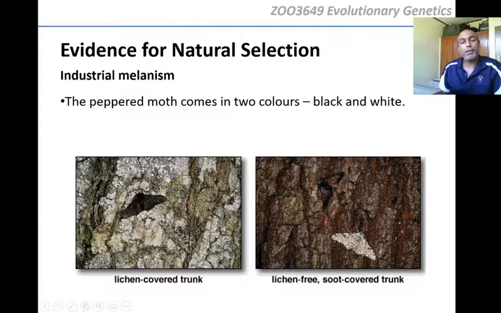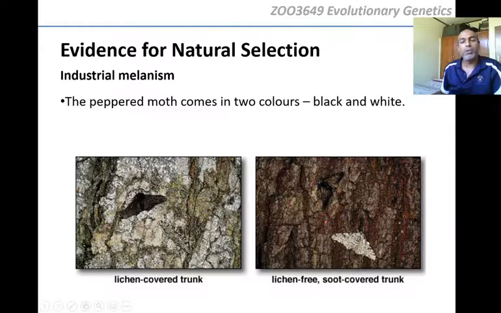On this trunk, which is a natural trunk covered by lichen. Lichen are those things that grow on trees. You can see this black moth very easily. So if I was a predator, I will see this moth on this white background and I will go and eat it.